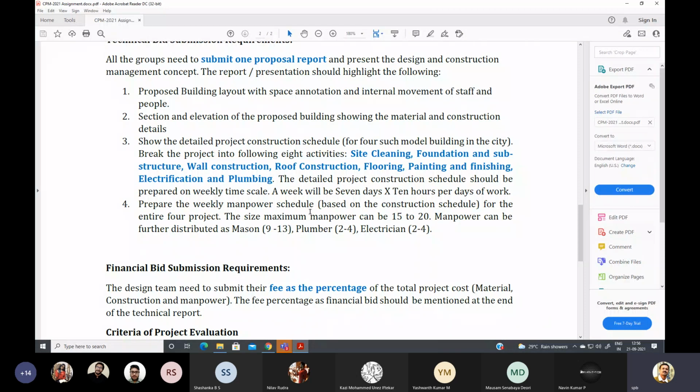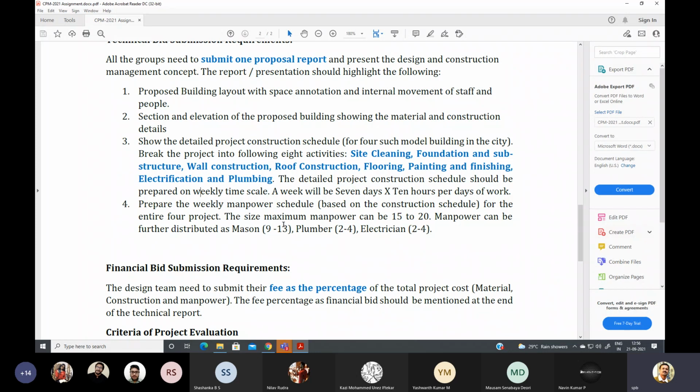They prepare the weekly manpower schedule also based on the construction schedule. That construction schedule will be prepared. Based on that, you prepare the manpower schedule for the entire project. Please remember, these 5 units have to be constructed in the city. Size of the manpower can be 15 to 20. So minimum 15, maximum 20. Manpower can be distributed like mason 9 to 13, plumber 2 to 4, electrician 2 to 4, like that.